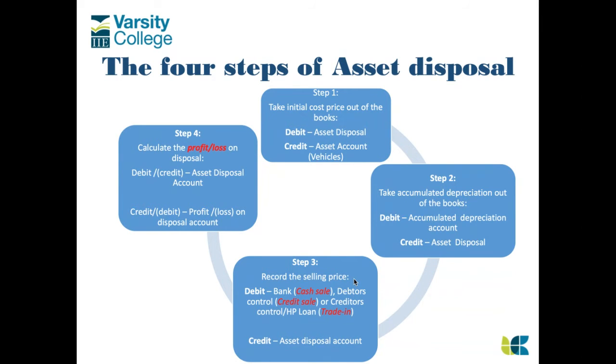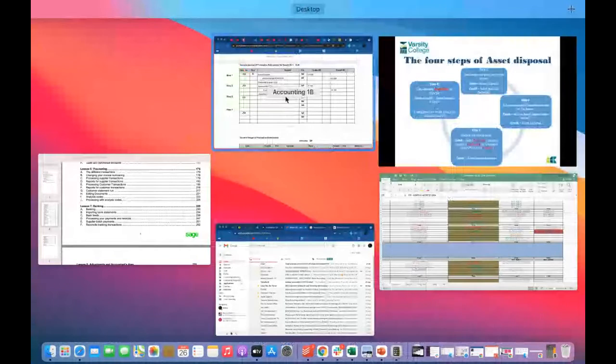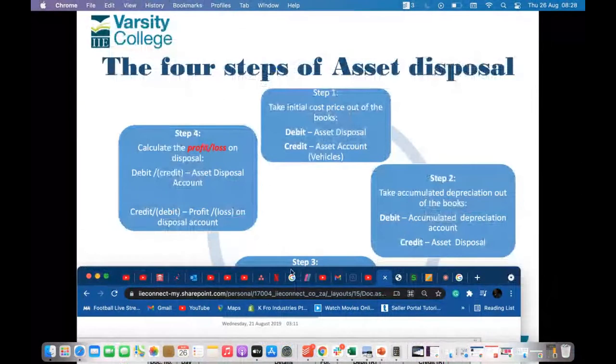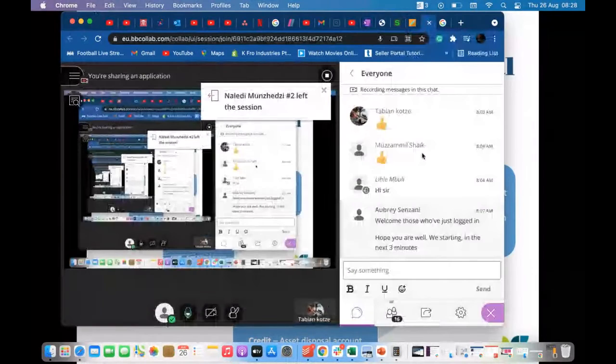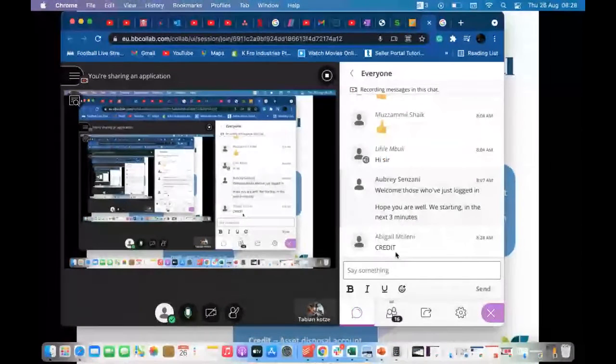Now, in this case, what happened? We did indeed sell it. But now the question is, did we sell it for cash or on credit? Somebody tell me there in the chat, did we sell this thing for cash or on credit? I like that. Somebody is quick with their finger. Thank you, Abigail, 100%. We sold this thing on credit.